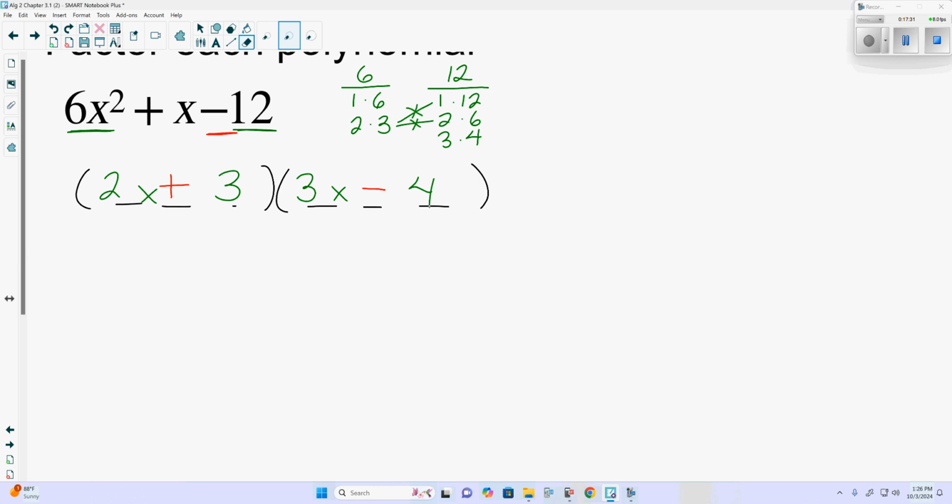So out of the 6 possible combinations we can have with 2 and 3 and our factors of 12, how many of them actually worked? That means there were 5 different ones I didn't even have to try. I didn't even have to check them because of that right there. And let's check and see what happens. 2x times negative 4 is negative 8x. 3x times 3 is positive 9x. Negative 8x plus 9x is positive x. Is that the middle term?